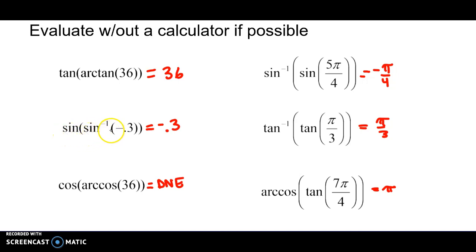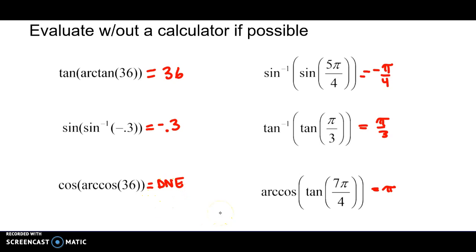Here, I have sine of sine inverse of negative 0.3. Is negative 0.3 in the domain of inverse sine? Yes, because the domain is negative 1 to 1. So therefore, this equals negative 0.3. Now the arc cosine of 36: the domain for arc cosine is negative 1 to 1. So therefore, 36 doesn't exist in the domain, so it does not exist.